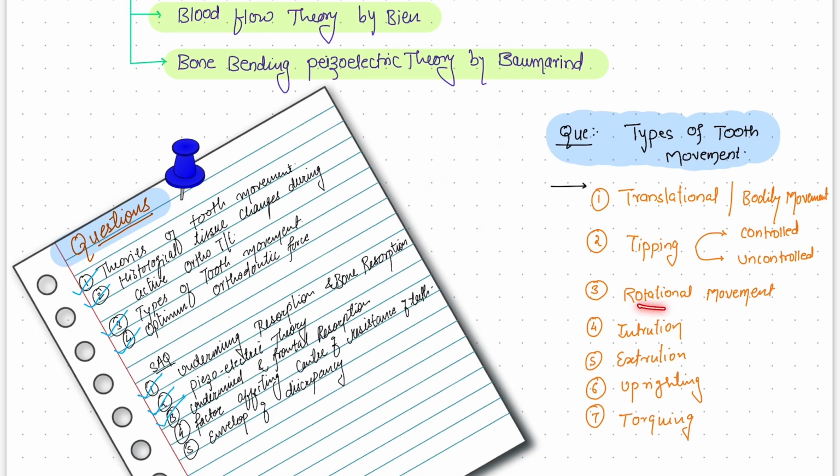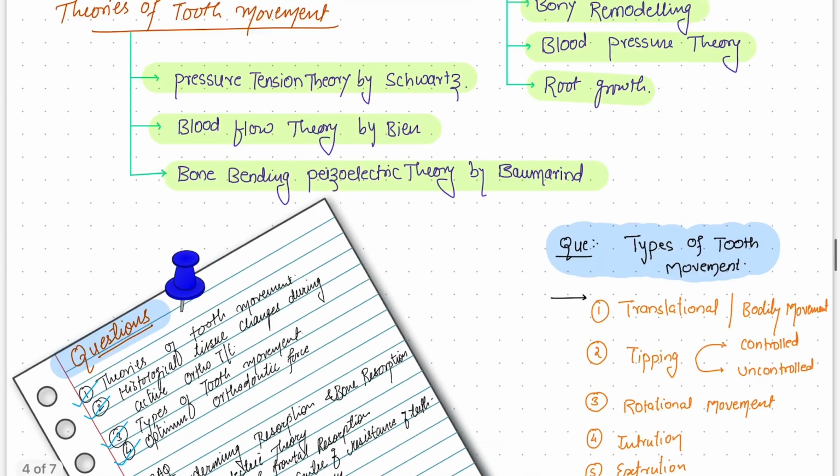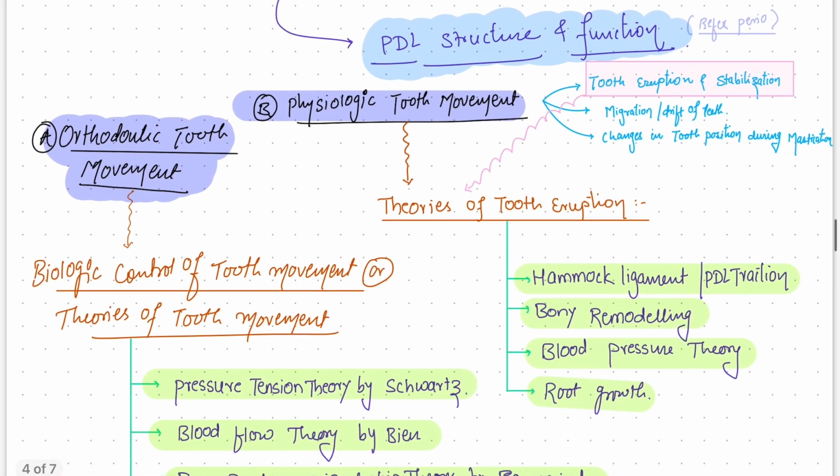Then there is rotational movement, which signifies the rotation of the tooth. Then intrusion and extrusion. Intrusion is the tooth going inside the socket, and extrusion is the opposite, an outward occlusal movement. Intrusion is apical movement and extrusion is outward occlusal movement. Then uprighting and torquing. These are the basic questions on that. These are the main basic concepts about the biology of tooth movement.